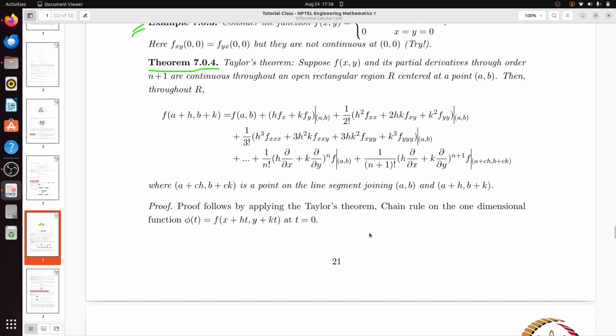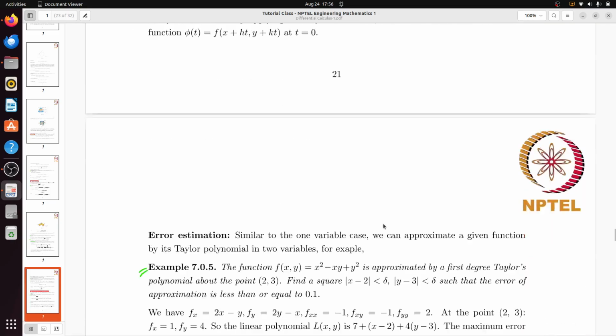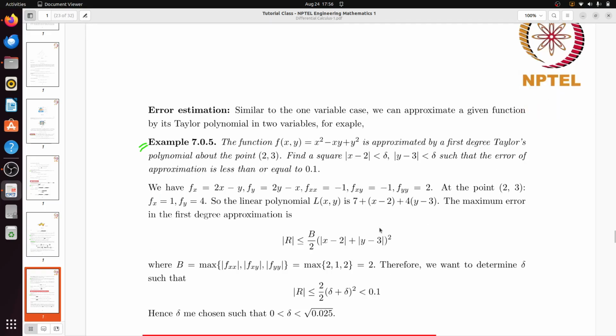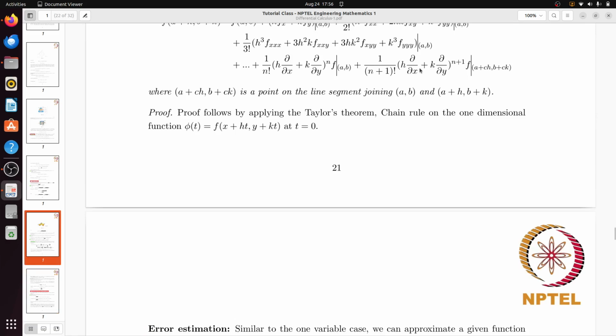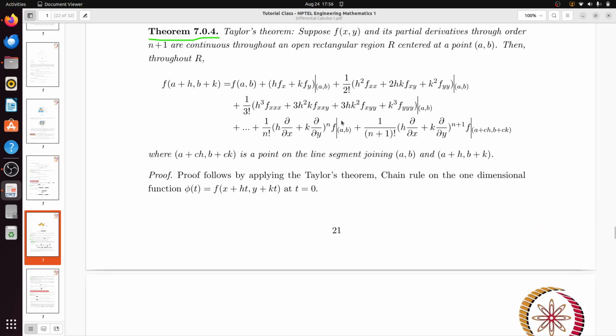I hope that it is clear. I will not go through the proof. This last one is called the error term. Up to that, this will be the nth degree Taylor's polynomial, and this will be the error.